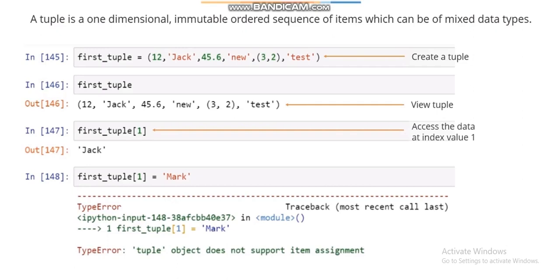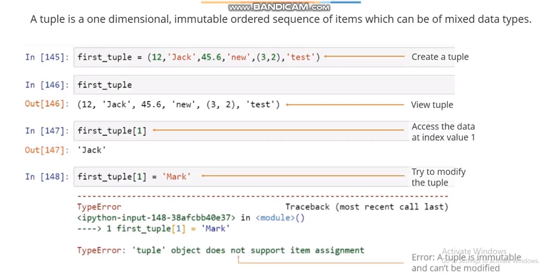To access the tuple element at index 1, use the syntax shown here. The index usually starts from 0. If you try to modify the value at a specified index, it throws an error since a tuple is immutable.